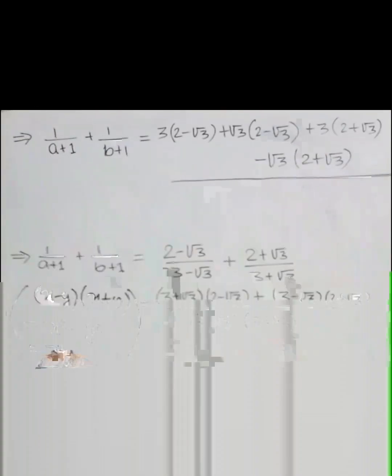To calculate the product of these two numbers, we can use one formula, that is x minus y into x plus y is equal to x square minus y square. So 3 minus root 3 into 3 plus root 3 is equal to 3 square minus root 3 square, and this is equal to 9 minus 3, which is 6. So the value of this denominator is 6.